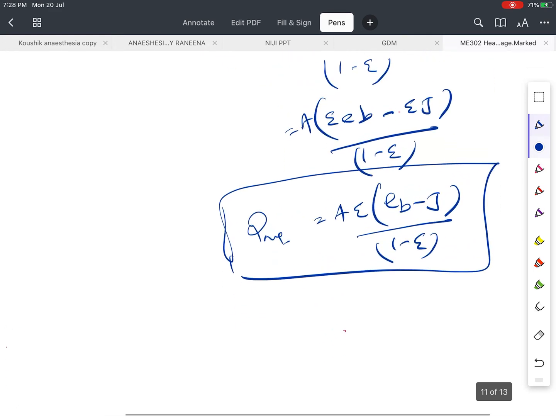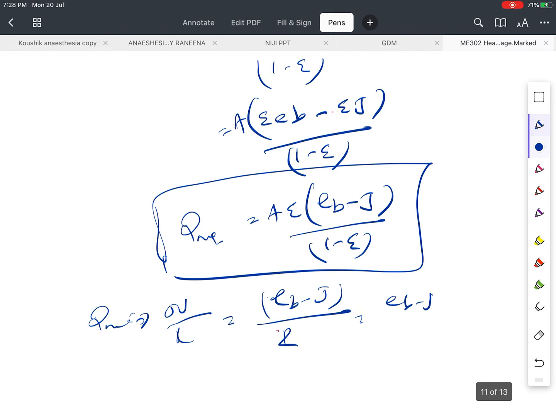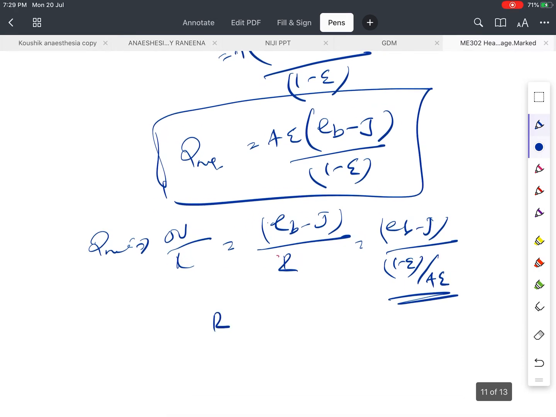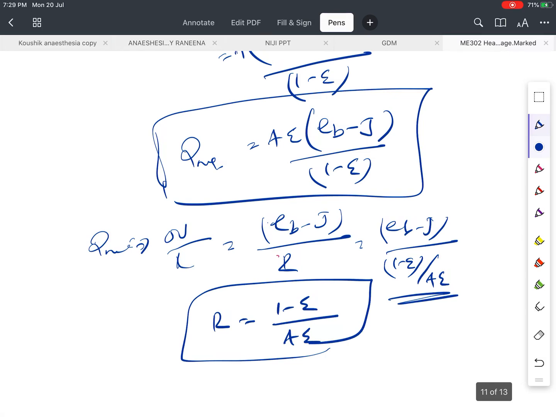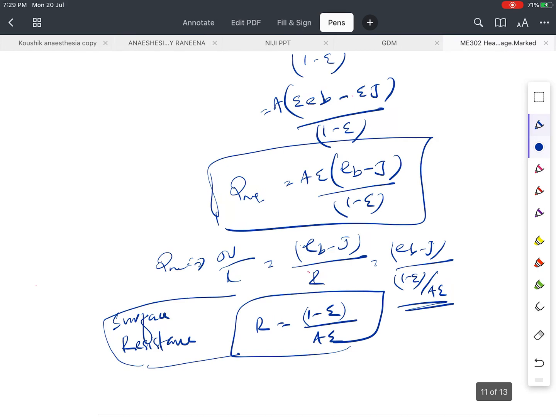Now we can equate this in analogy to electrical conductance, like Q net as potential difference divided by resistance. If we express it in that form, we get the potential difference EB minus J, divided by the resistance. So A epsilon will come down: EB minus J divided by 1 minus epsilon divided by A epsilon. That is the resistance value. The surface resistance R will be equal to 1 minus epsilon divided by A epsilon. This is called surface resistance of a gray body, where epsilon is the emissivity of that body, whatever the body we are talking about.